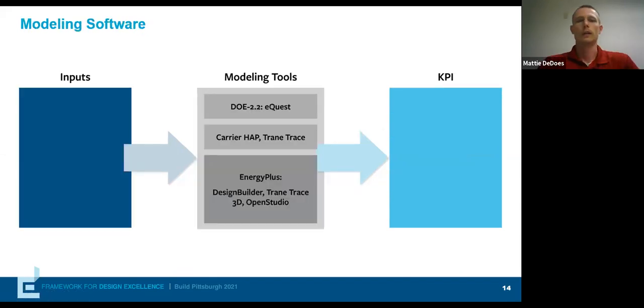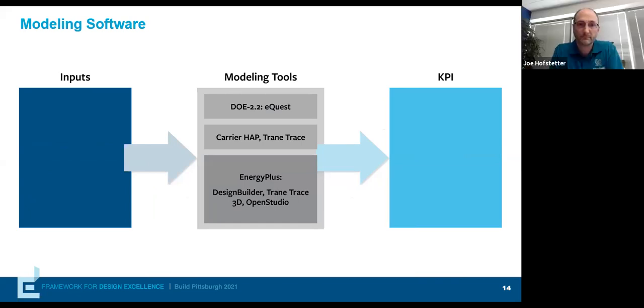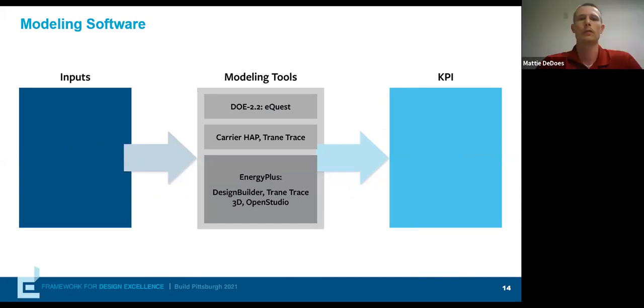So the tools. For the longest time, the Department of Energy had DOE 2.2, which was basically all the math and the physics behind an energy model. And eQuest was the free user interface that you could use to build the model and run all these calculations. Carrier HAP and Trane TRACE are both load software programs that had some limited energy modeling capabilities.